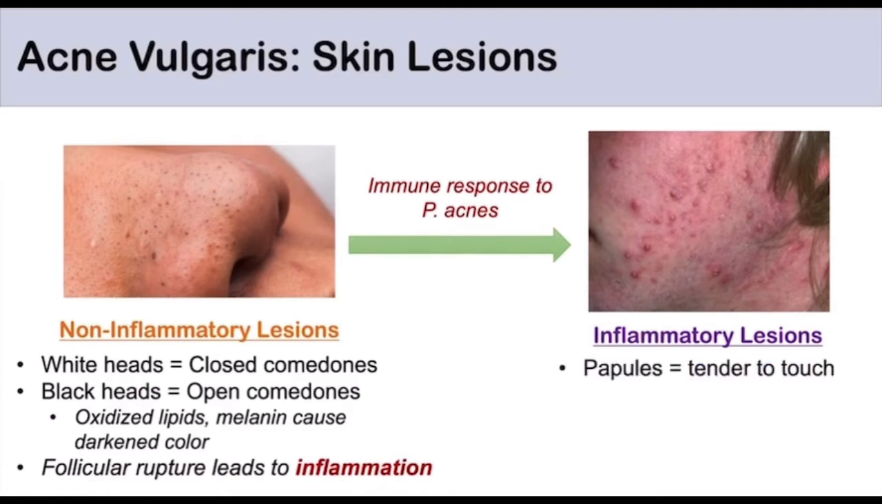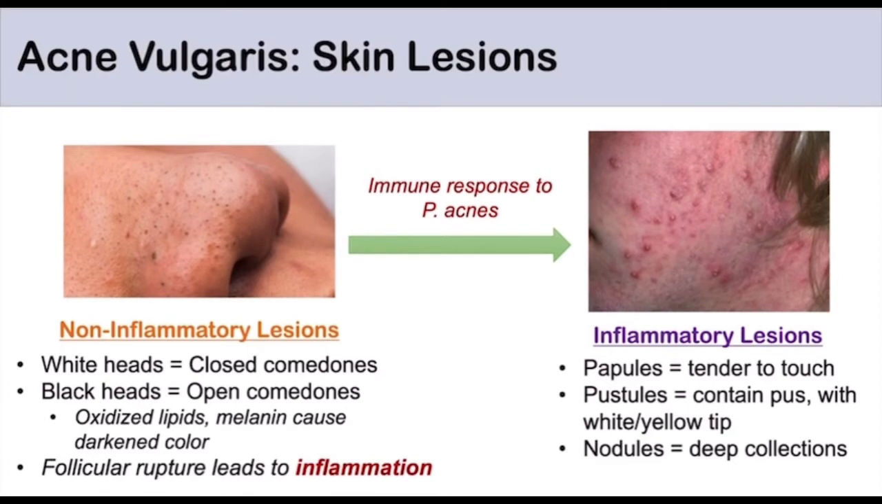Inflammatory lesions include papules, so they're tender to touch. Pustules, they actually contain pus, you can see these are little pustules here. Papules themselves, you might not see a white or yellow tip on them. They just might be red and tender. And nodules are a deeper collection. You can see them, they're red, they're swollen, but they don't have that yellow tip or white tip to them. And then cysts are essentially nodules that are even larger. So they're the largest lesions. When we call them cysts, they're generally severe and very large.